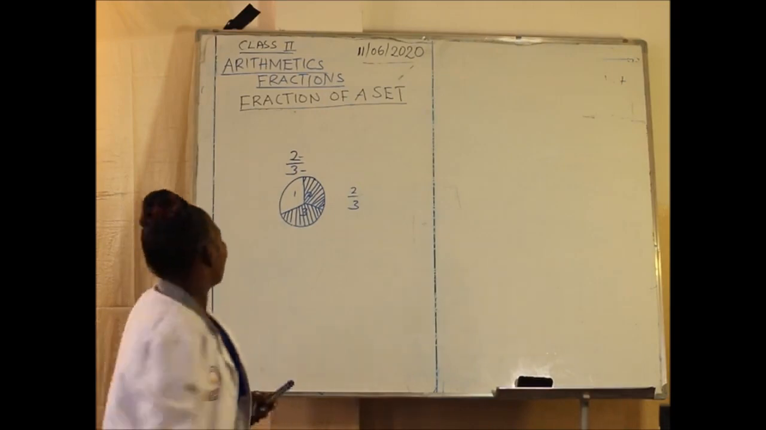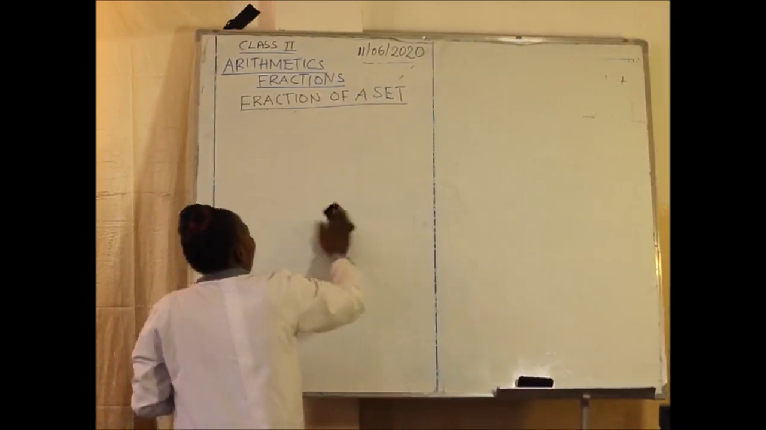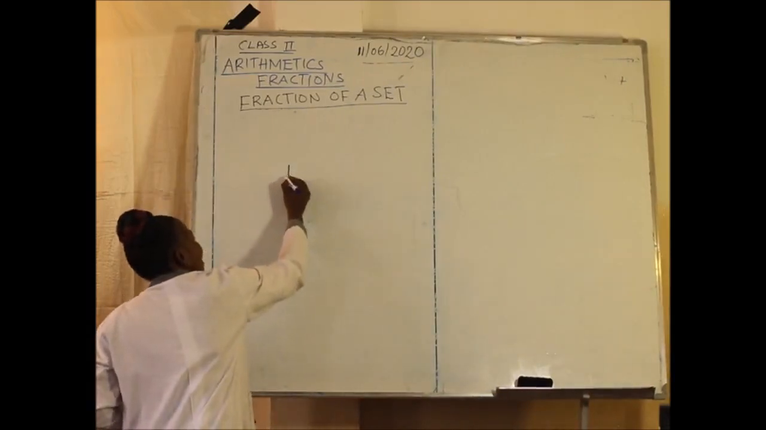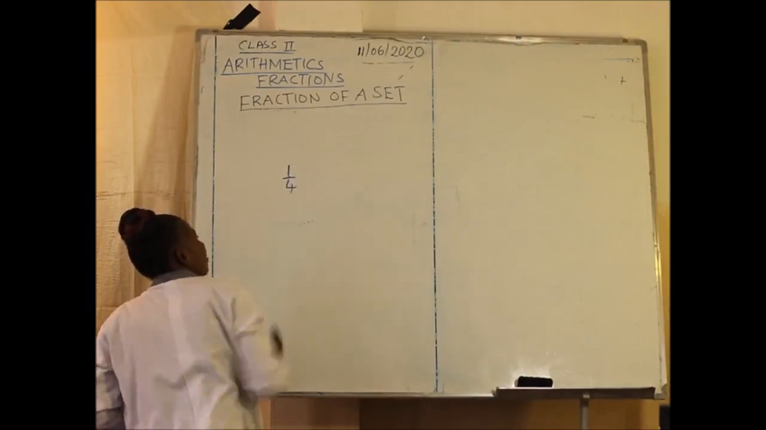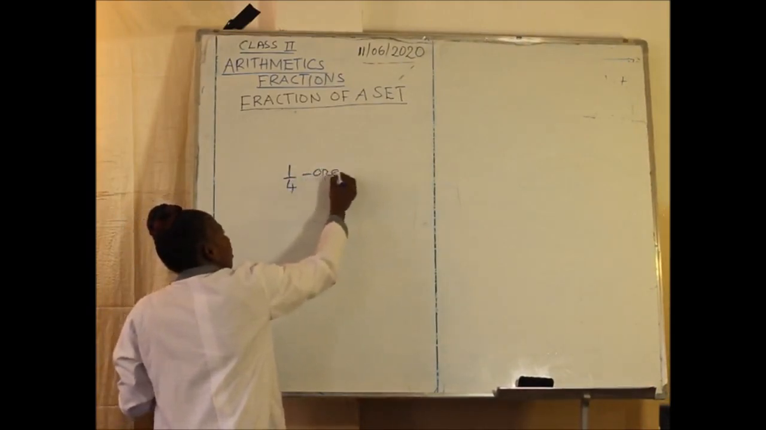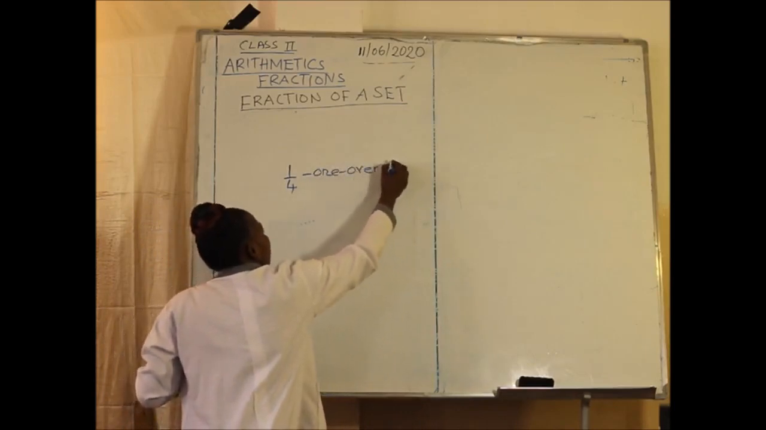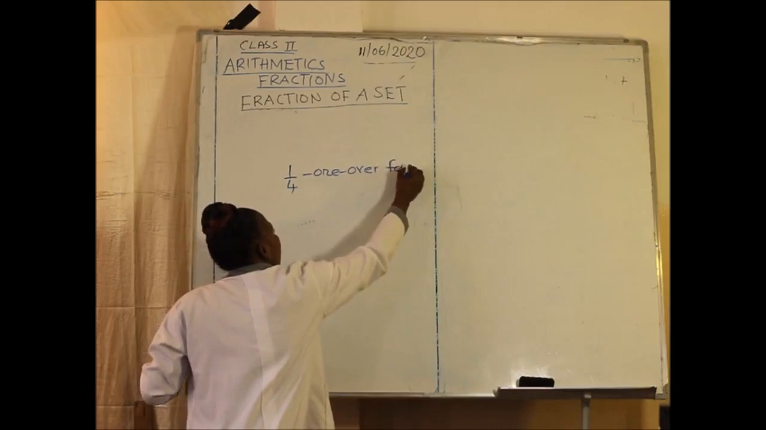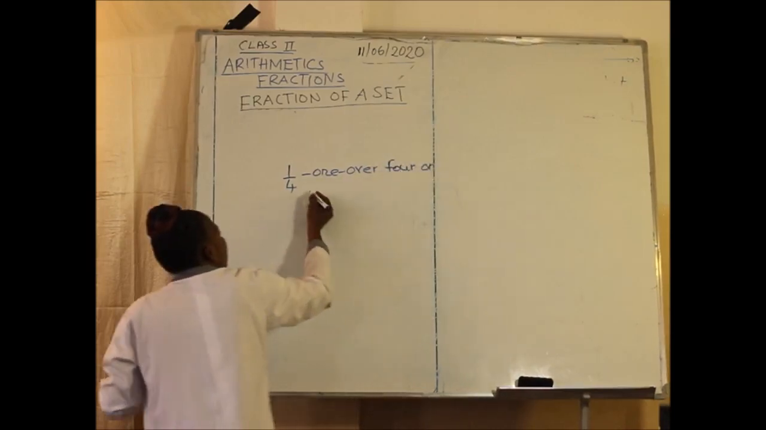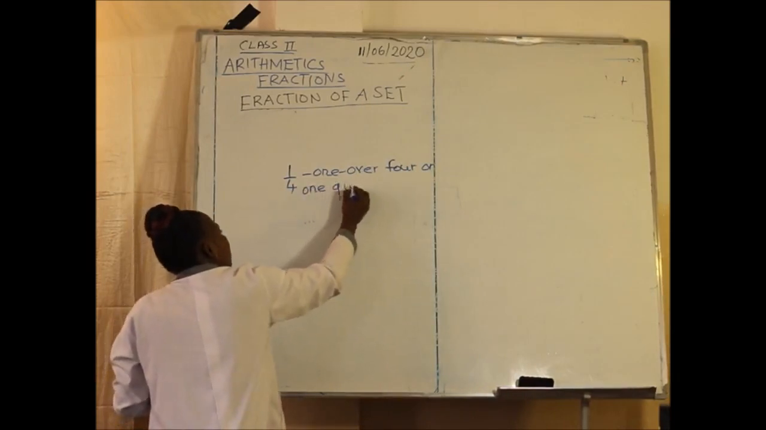Apart from that, we also discussed a quarter. I said that a quarter in figures you write 1/4, but in words you write a quarter. Another name of 1/4 is also one fourth.